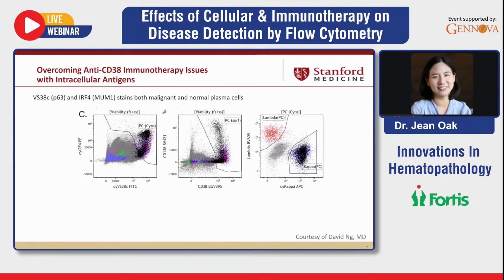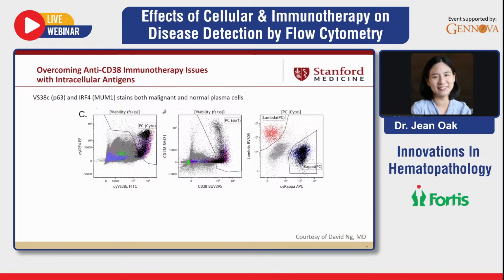But maybe you're also thinking, well, I know things on the surface can always be taken away from me. And I need to fix and perm these cells anyway to look at the cytoplasmic light chain. Why don't I just look at an intracellular marker instead? That's another tactic that's been used quite widely. The intracellular antigens that can be used are VS38C or P63 or IRF4/MUM1. VS38C is probably much more commonly used than MUM1, although MUM1 everybody in hempath knows because we use it all the time in IHC.